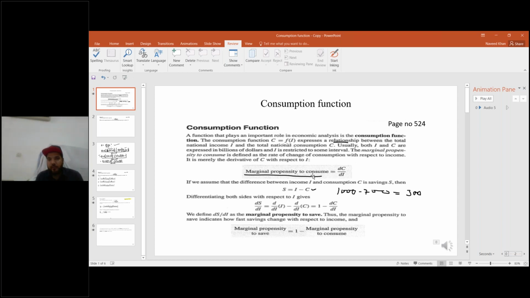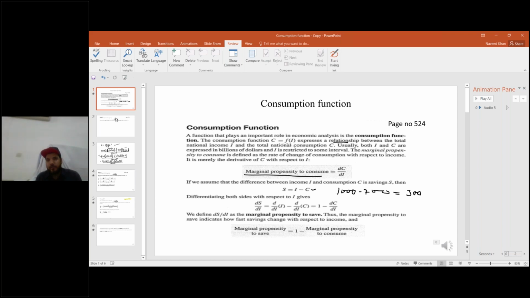So marginal propensity to consume means that we find out the rate of change of consumption with respect to income. In a simple way, we take its derivative, the rate of change of consumption with respect to income. Then it is called marginal propensity to consume. On the other hand, we have marginal propensity to save, and the formula is 1 minus marginal propensity to consume.